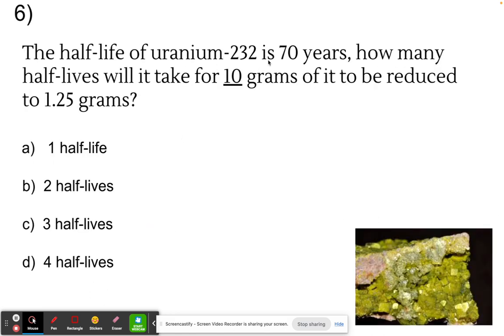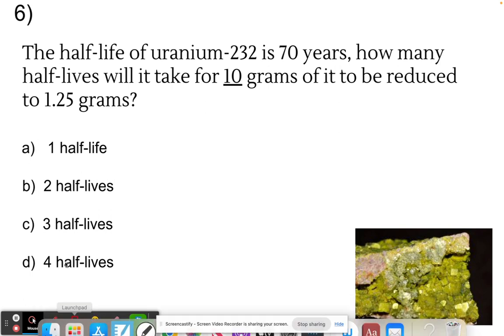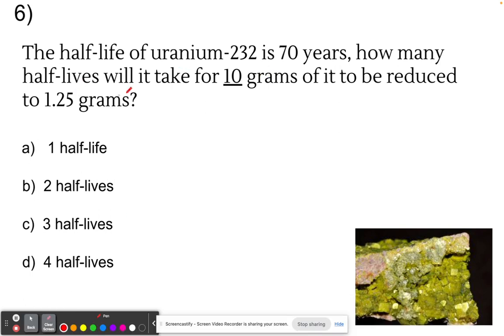Half-life for uranium-232 is 70 years. That's a long half-life. How many half-lives will it take for 10 grams of it to be reduced to 1.25 grams? So we have 10 grams and its half-life. And we want to know what that time period is for it to equal 1.25. Well, we know it's not 1, because 1 will bring it to 5.